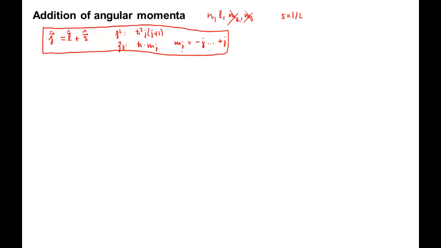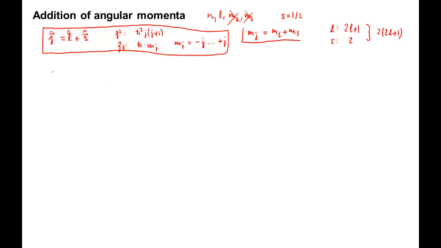We know the values for mj, but now we need to find out what the possible values for the quantum number j are for a given L and S. For this, we first obtain all possible mj values by adding the possible ml and ms, according to mj equals ml plus ms. For a given L, there are 2L plus 1 possible states, and for S, there are two possible values of ms, so in total, we have 2 times (2L plus 1) states.